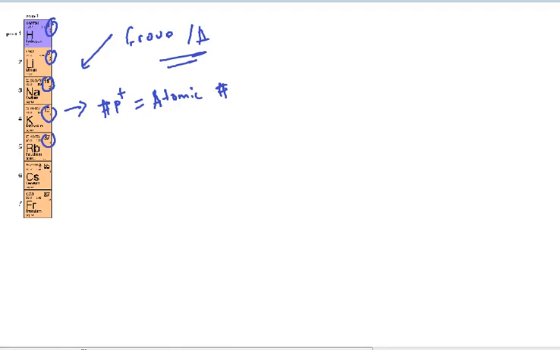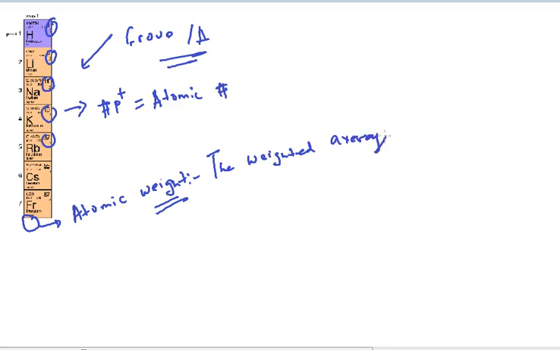Also on the bottom, it might be very hard to see, but you can see the atomic weight. The bottom number refers to atomic weight. Atomic weight, like I said last time, is a weighted average mass of all the isotopes of that particular element.